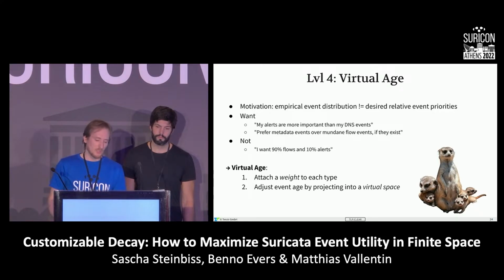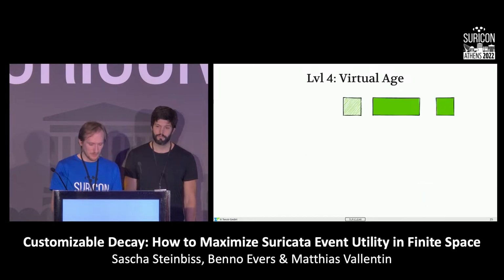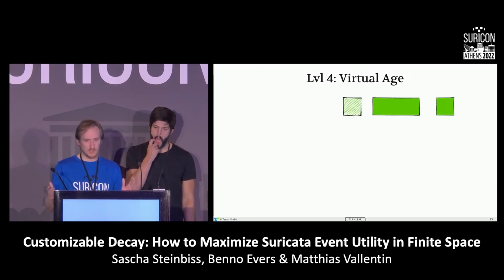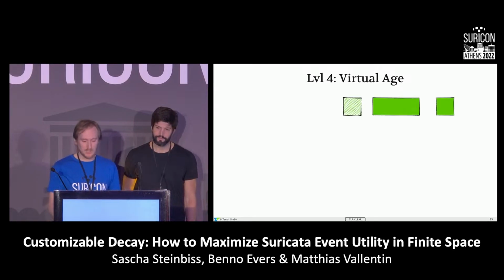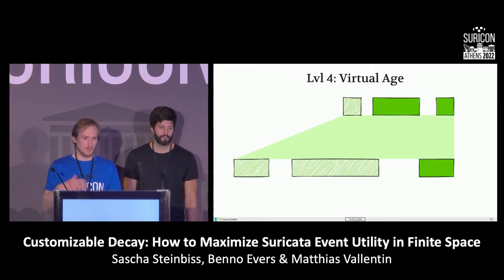So what we do is we attach a weight to every type, and then we look at the age of every partition. These partitions, by the way, are partitioned in time. So every partition covers the time range from some begin to some end time. And we divide the age by the weight. And we divide so that higher numbers mean more important data.